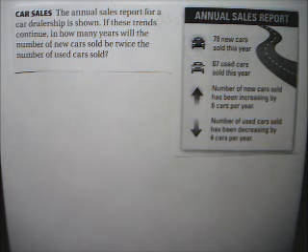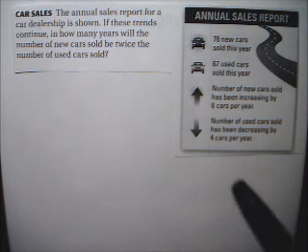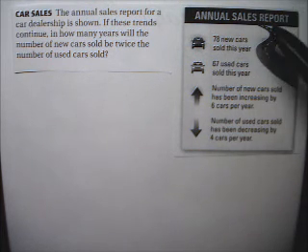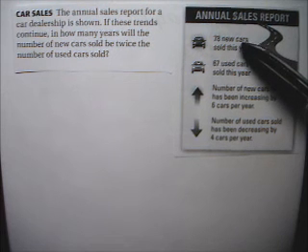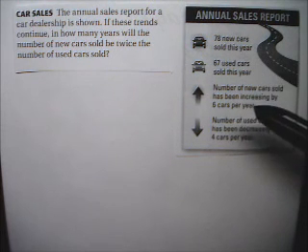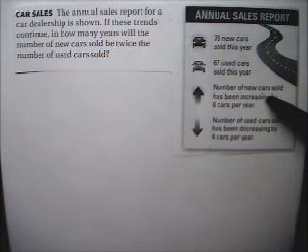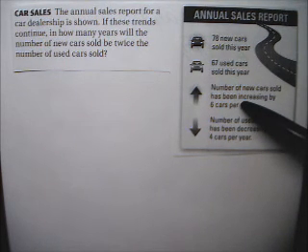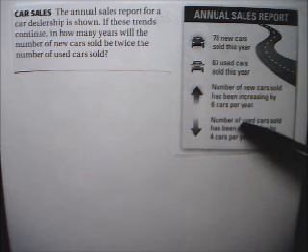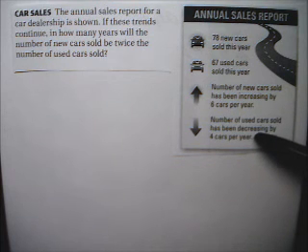Hello, this is solving equations, variables on both sides, example 3. Example 3 is a story problem. It talks about the sales report, and the sales report says the number of new cars and the number of used cars. Then it says that the number of new cars is increasing by 6 per year. The number of used cars is decreasing by 4 per year.